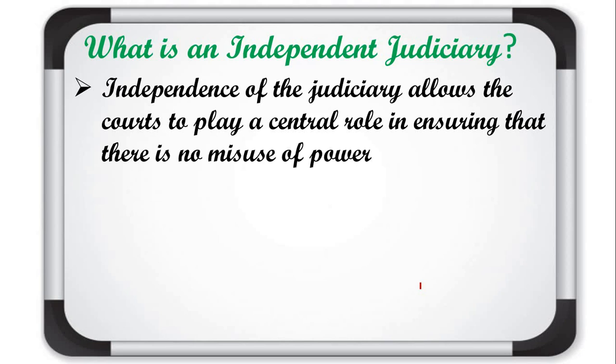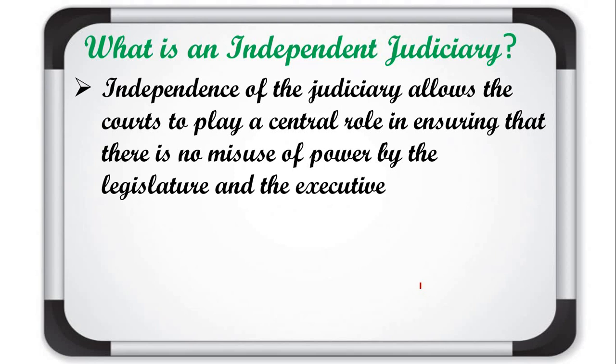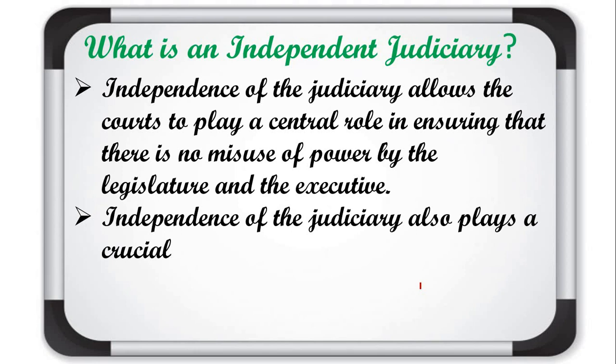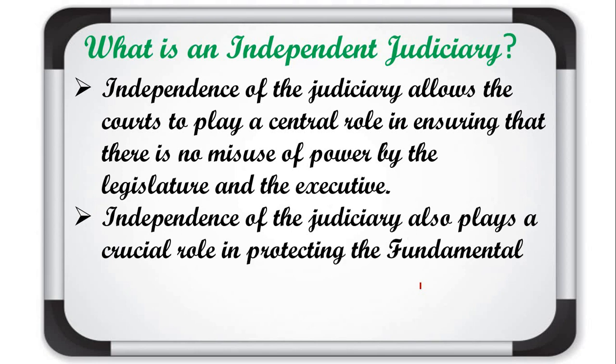Understood? So this I told you. The independence of the judiciary allows the court to play a central role in ensuring that there is no misuse of power by the legislature and executive. I explained that the other two organs can't interfere in the work of the judiciary, and the independence of the judiciary plays an important role in protecting the fundamental rights of citizens. How is that so? The judiciary plays an important role in protecting the fundamental rights of the citizens.